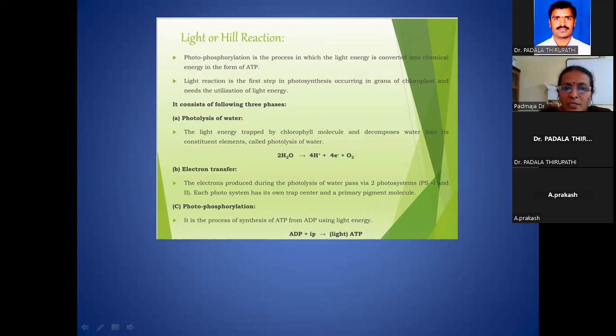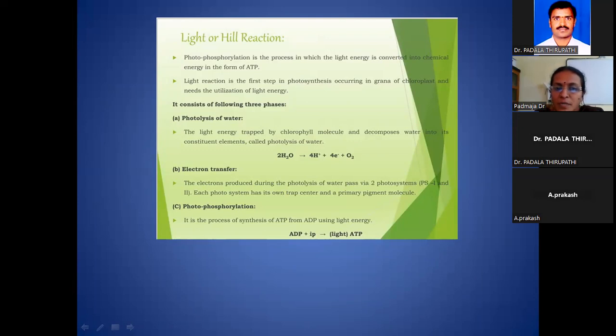So the light reaction is the first step in photosynthesis, occurring in the grana of the chloroplast. We have to remember that the light reaction takes place in the grana of the chloroplast, where a number of pigments are present and need the utilization of light energy. It consists of the following three phases. One is photolysis of water.